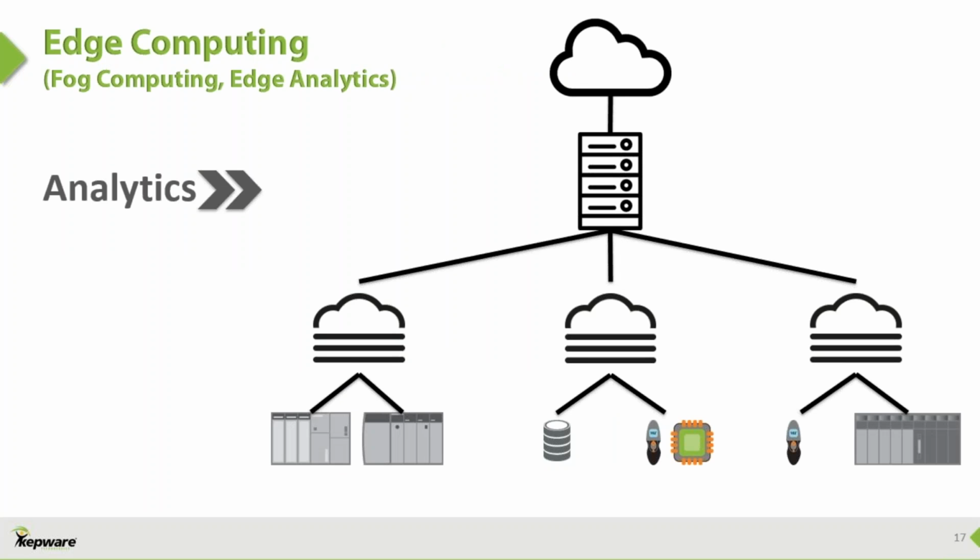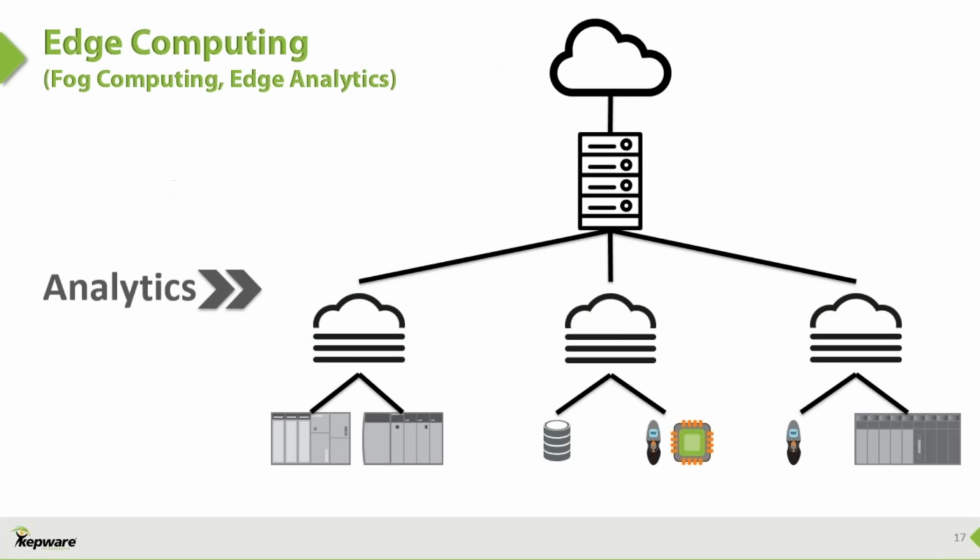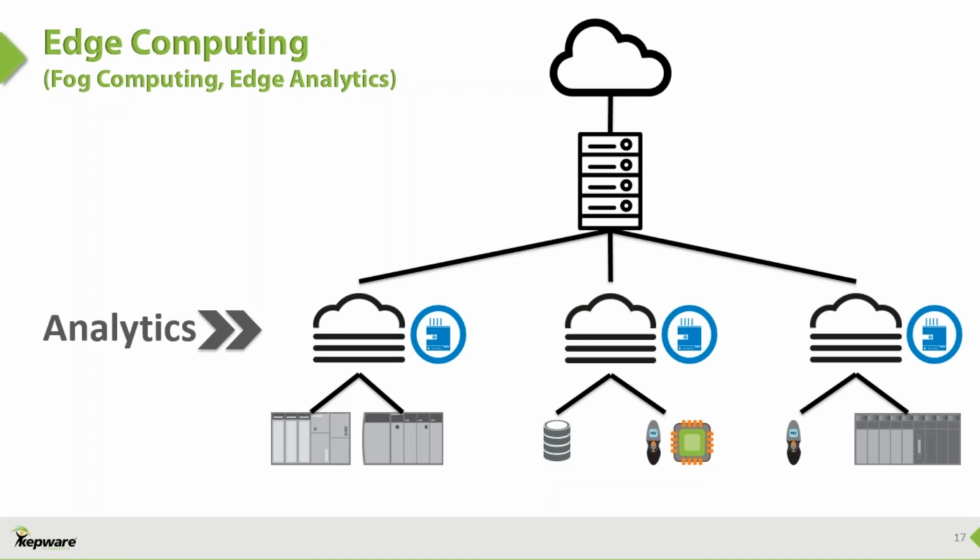So how do we solve for this? What we do is introduce edge computing, which is also known as fog computing or edge analytics. Really, we move the analytics process away from the data center by introducing hardware and software that lives closer to the data source. This hardware and software will collect, analyze, and filter the data. Really, this combination of hardware and software at the edge is referenced as a gateway solution.